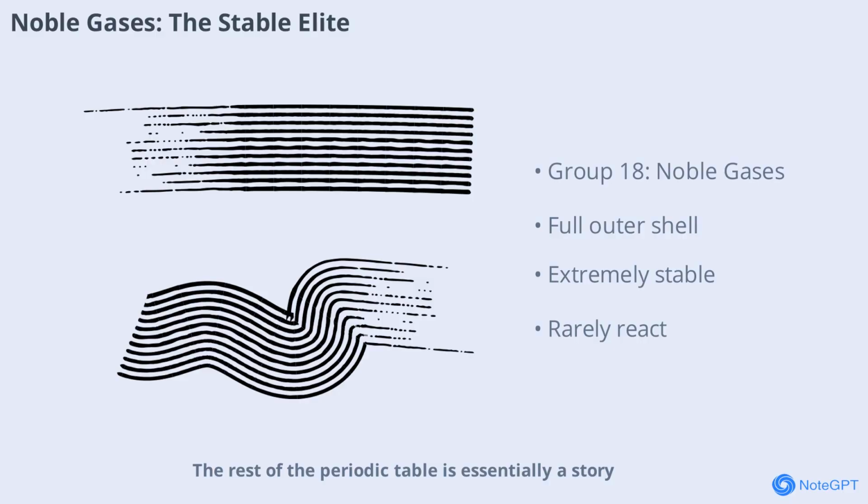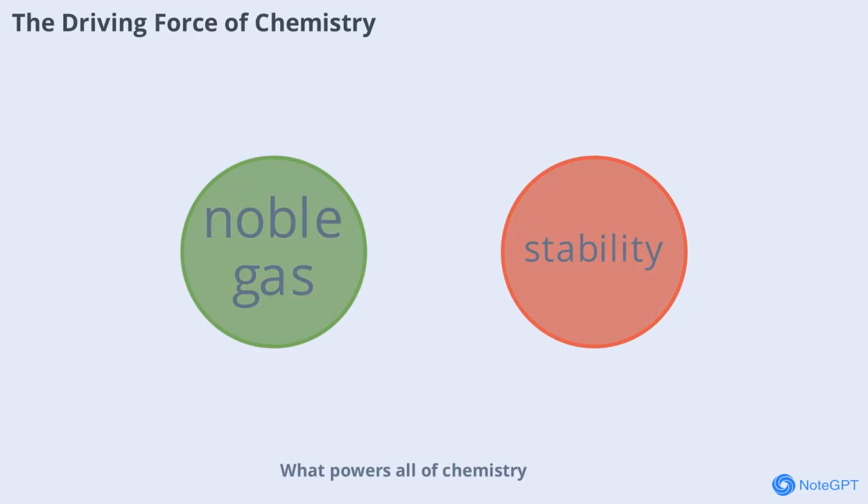The rest of the periodic table is essentially a story of elements trying to achieve what the noble gases already have. It powers all of chemistry. It's the drive of elements to reach noble gas stability. This quest for a full outer shell explains why elements bond, react, and form the vast array of substances we see in the universe. The periodic table's organization makes it easy to see which elements are close to stability and which are far away, predicting their behavior at a glance.